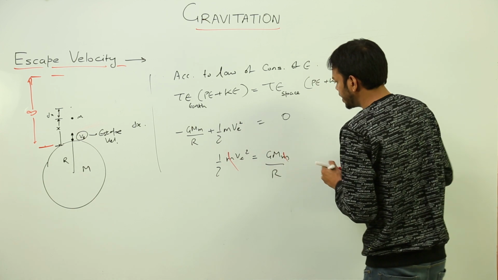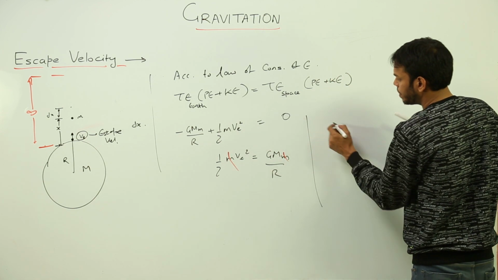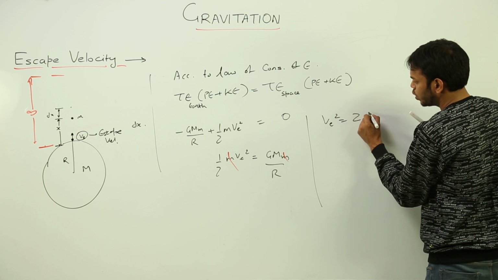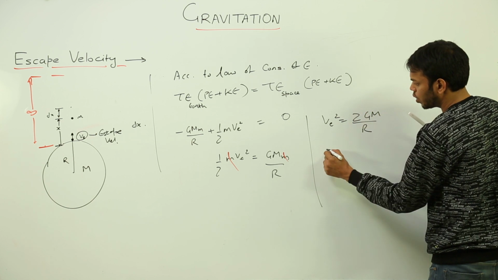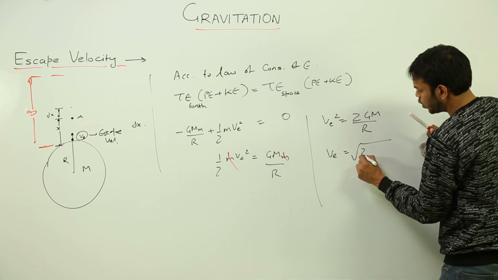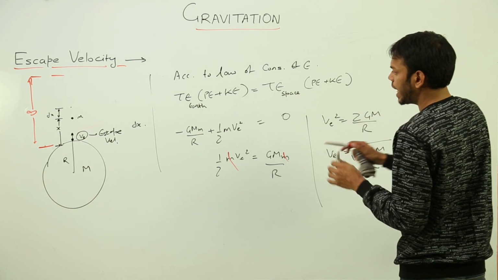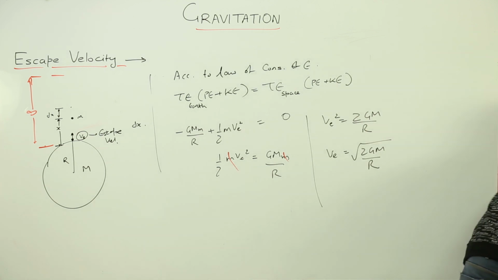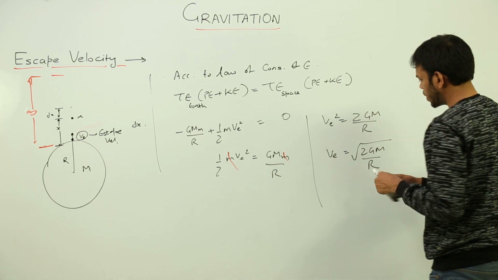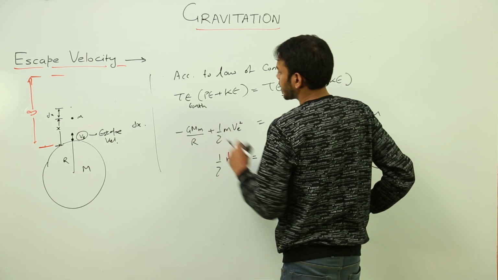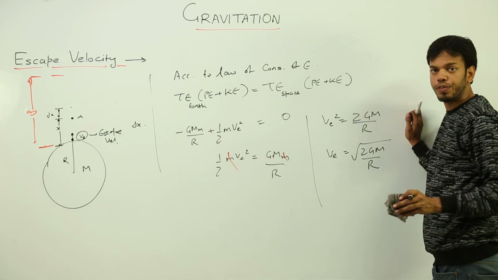we got the answer in just one step. 2 gets multiplied here, v_e square is equal to 2GM upon r, or escape velocity is under root 2GM upon r. Okay, now one more thing, we have got the formula for this escape velocity, which is under root 2GM upon r. I hope you can just pause the video and note it down.